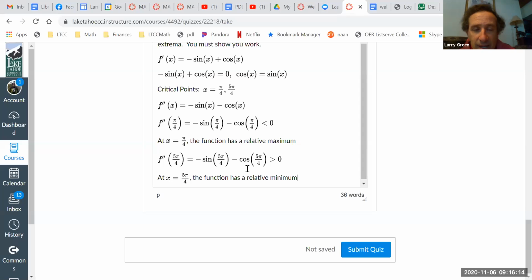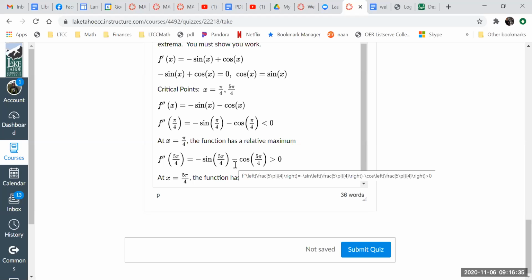Yeah, you can do the full calculation, but I'm trying to show you the easy way. The easy way is that we're in quadrant 3. In quadrant 3, sine and cosine are both negative. Do you know that? So if sine and cosine are both negative, then negative sine and negative cosine are both positive. Is that clear?